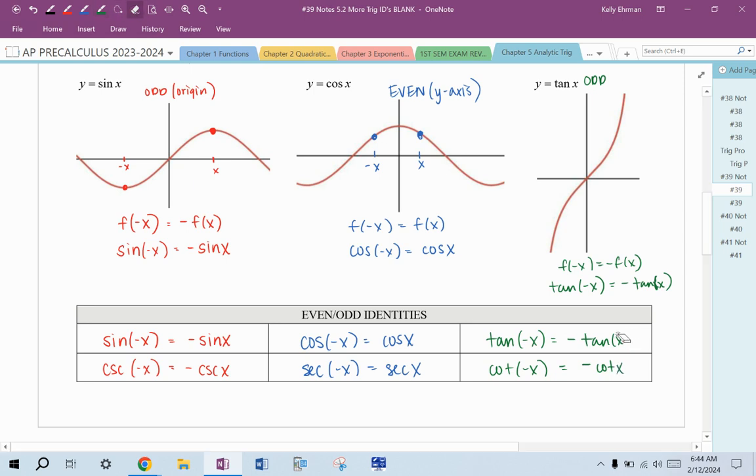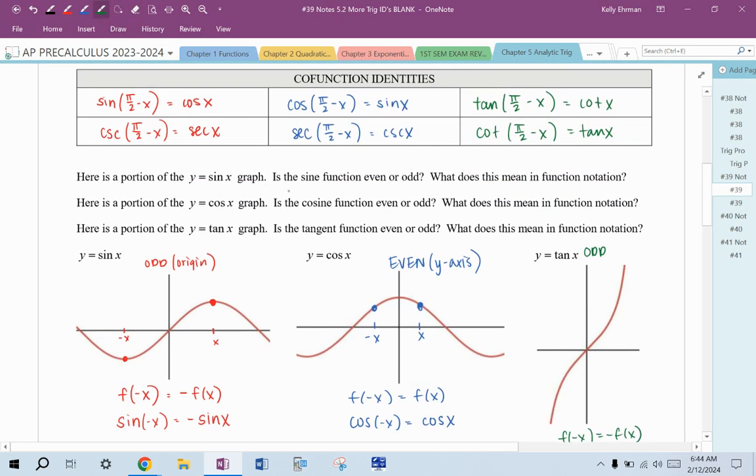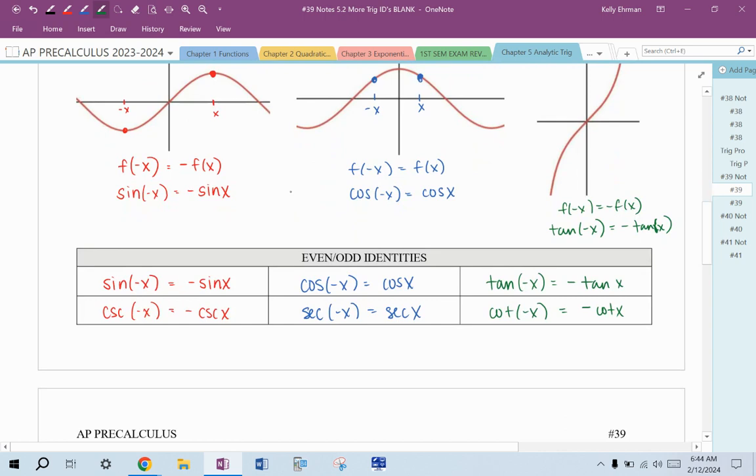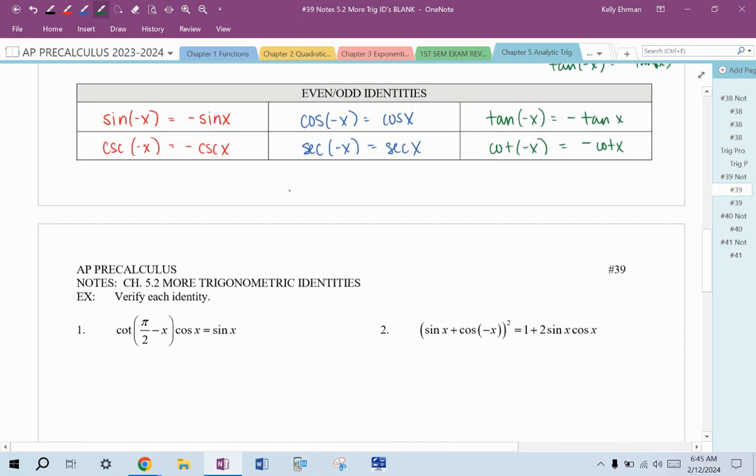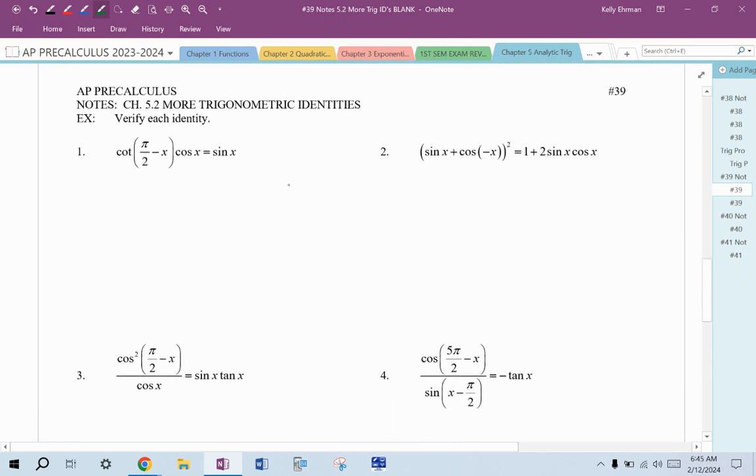So that's our two new sets of identities that we're learning, the cofunction identities and the even and odd identities. All right, so let's use them in some proofs. Like I said, anytime you see a strange expression in the angle, like pi over 2 minus x or negative x, we're going to rewrite that. All right, so verify each identity.